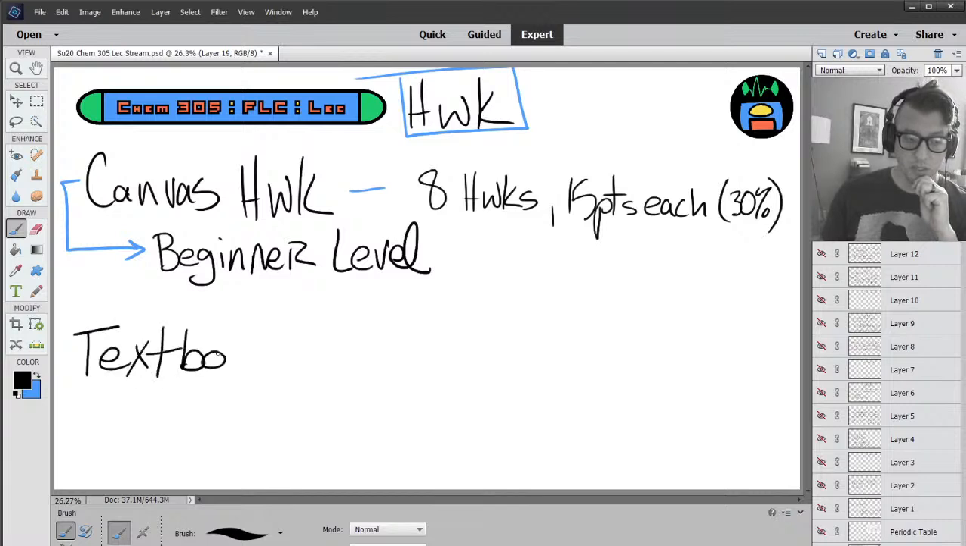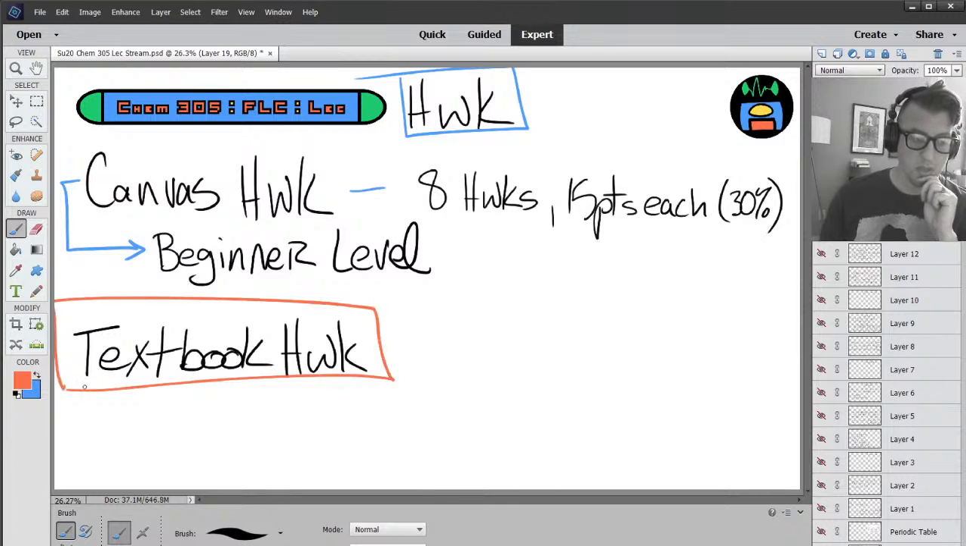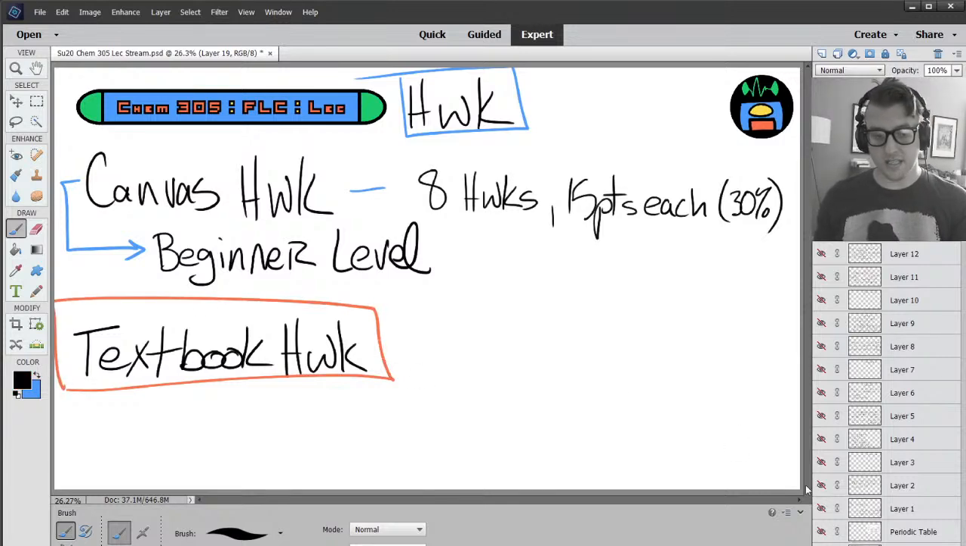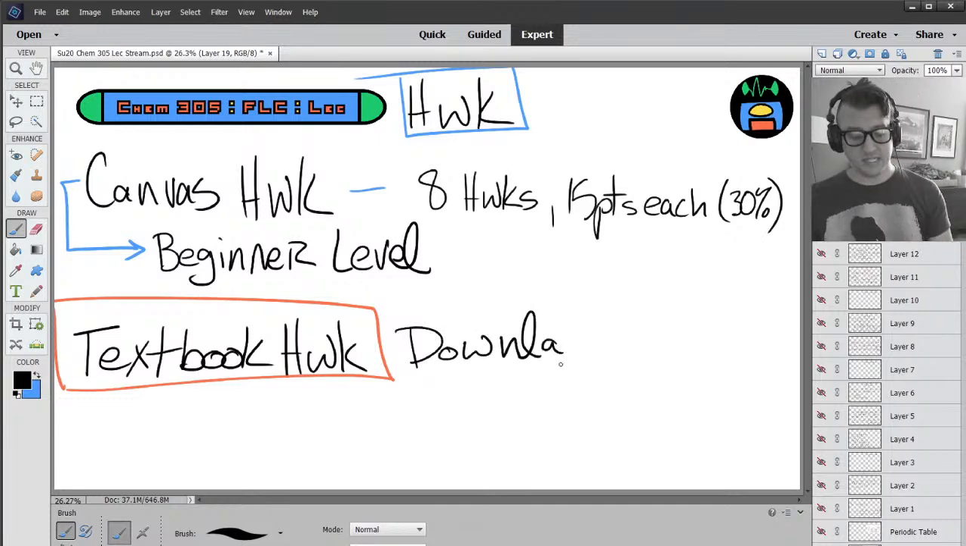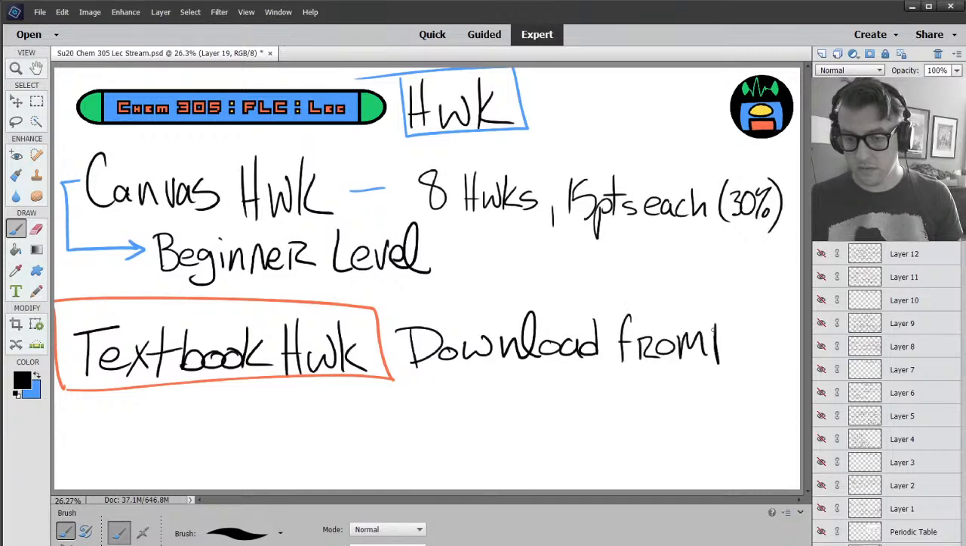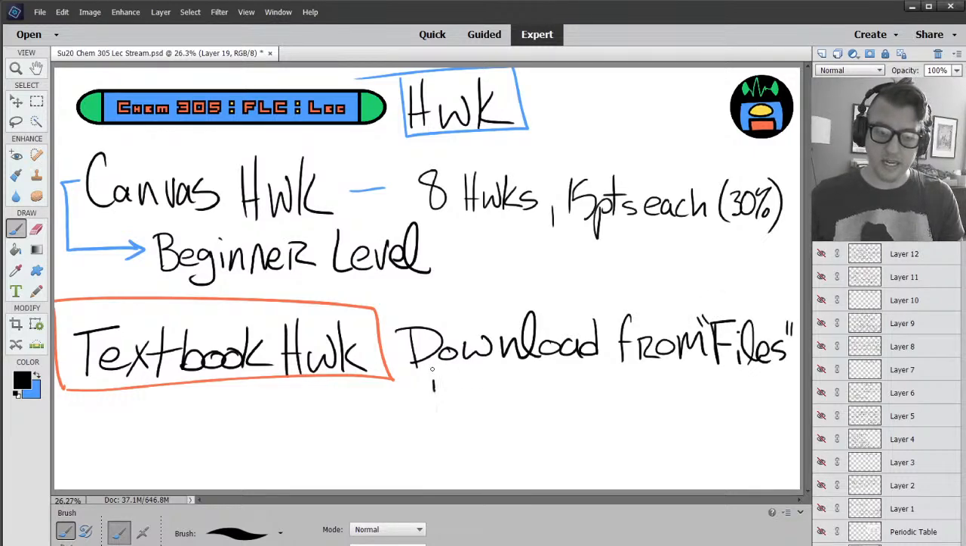the textbook homework problems. All right. You can find the textbook homework. These are problems that are assigned at the end of each chapter. You can download them, the problems that I've assigned, not the actual problems themselves. You need a textbook for that. But you can download them from files in Canvas.